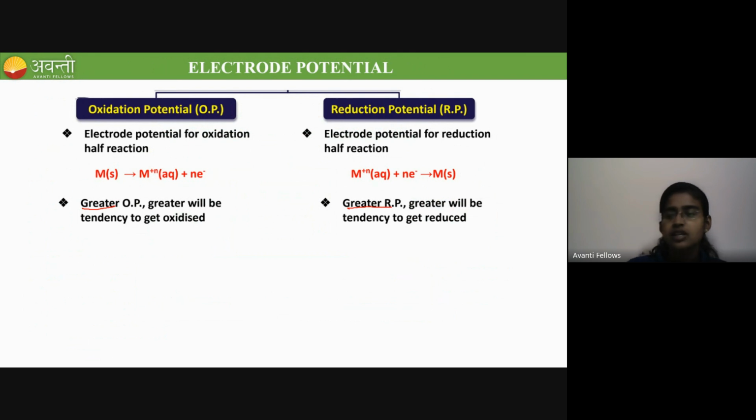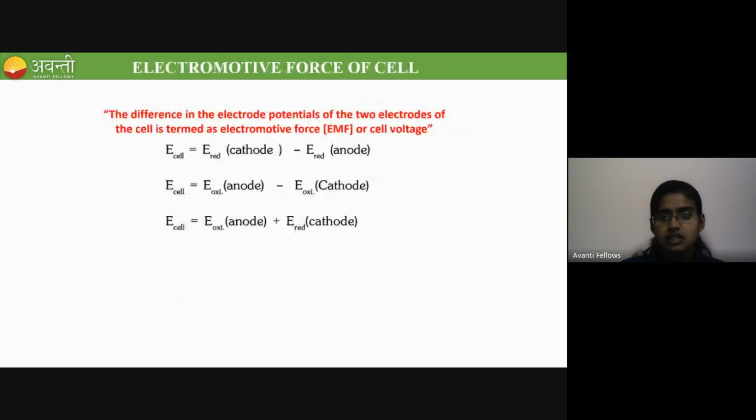Then next I will see the electromotive force of a cell, that is EMF. The difference in the electrode potential of the two electrodes of the cell is termed as electromotive force of the cell or cell voltage. So we have two electrodes and both the electrodes have some electrode potential. The difference between those two electrodes will give this EMF. And it is calculated using three formulas.